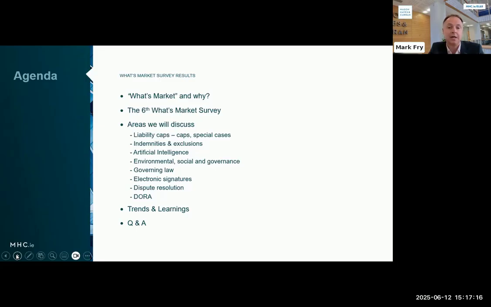against previous year's data. So the topics that we're going to look at today are, firstly, liability caps. We'll consider the types of caps, the size and levels of caps. We'll also look at carve-outs from the liability caps and or super caps for particular risks. We'll then turn to indemnities and look at exclusions of liabilities. We're also then going to look at a couple of topical issues, including AI from the contracting perspective, ESG, governing law, electronic signatures, dispute resolution, and then finally we're going to touch briefly upon some regulatory issues, including DORA and the impacts on contracts. So we'll highlight and reflect on a couple of trends in these topics that we see coming through from the survey results and from our own practice.